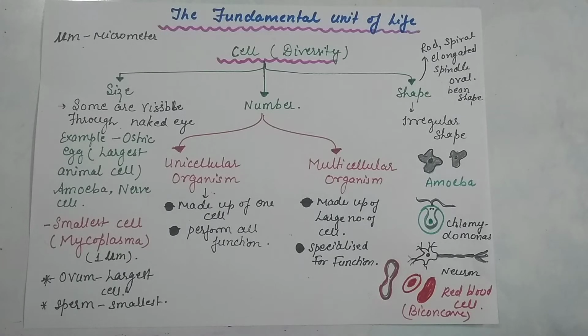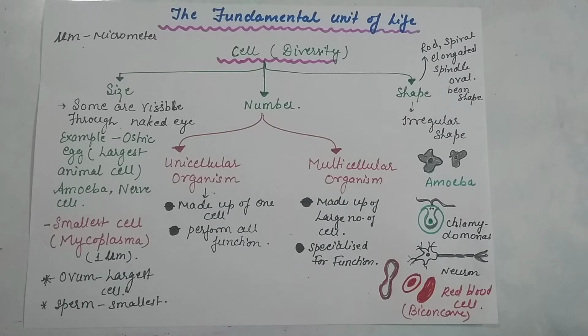Students, today in this video we are going to study the diversification of the cell. We know that organisms are made up of diverse or different kinds of cells, and these cells vary according to their size, shape, numbers, as well as their functions. So we can say that the cells present in any organism are all very different in their shape.